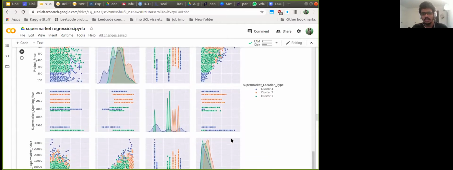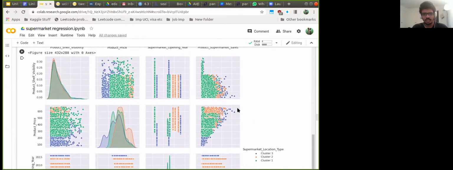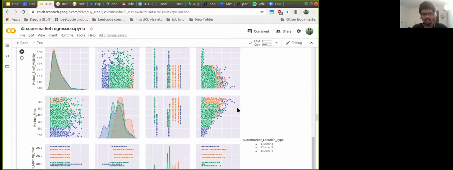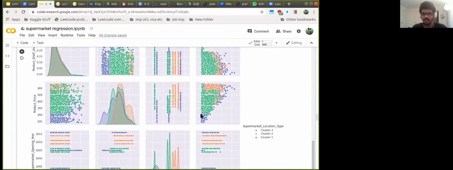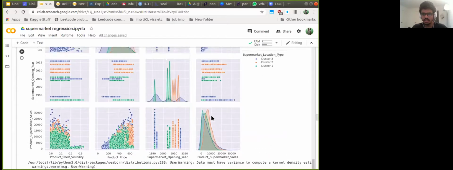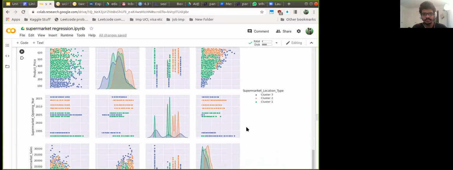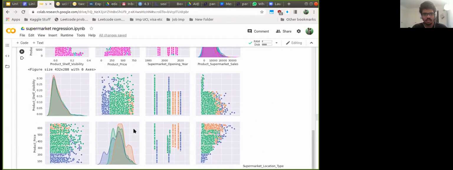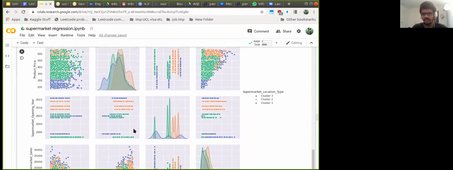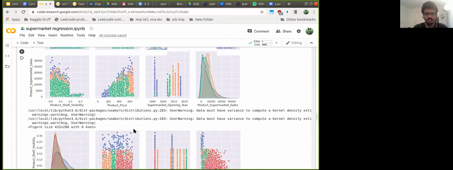Yeah, this is for the location one. Actually, we can see here that some of them can separate the location quite well. So if you look at product price versus the sales, this graph can separate the location type quite well. And so yeah, basically we can gain that information just by looking at the pair plot, right?